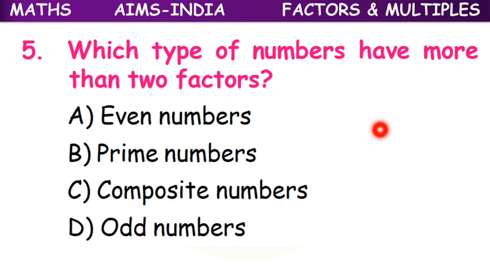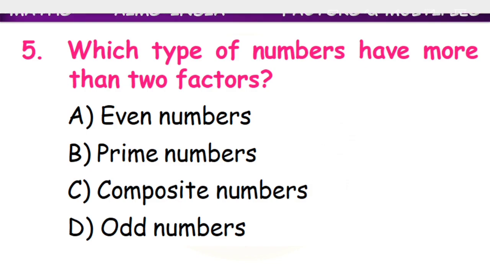Next question, which type of numbers have more than two factors? Yes, we learnt about it. Let us look at the options. Option A, even numbers. Option B, prime numbers. Option C, composite numbers. And option D, odd numbers. Now, which type of numbers have more than two factors, children?